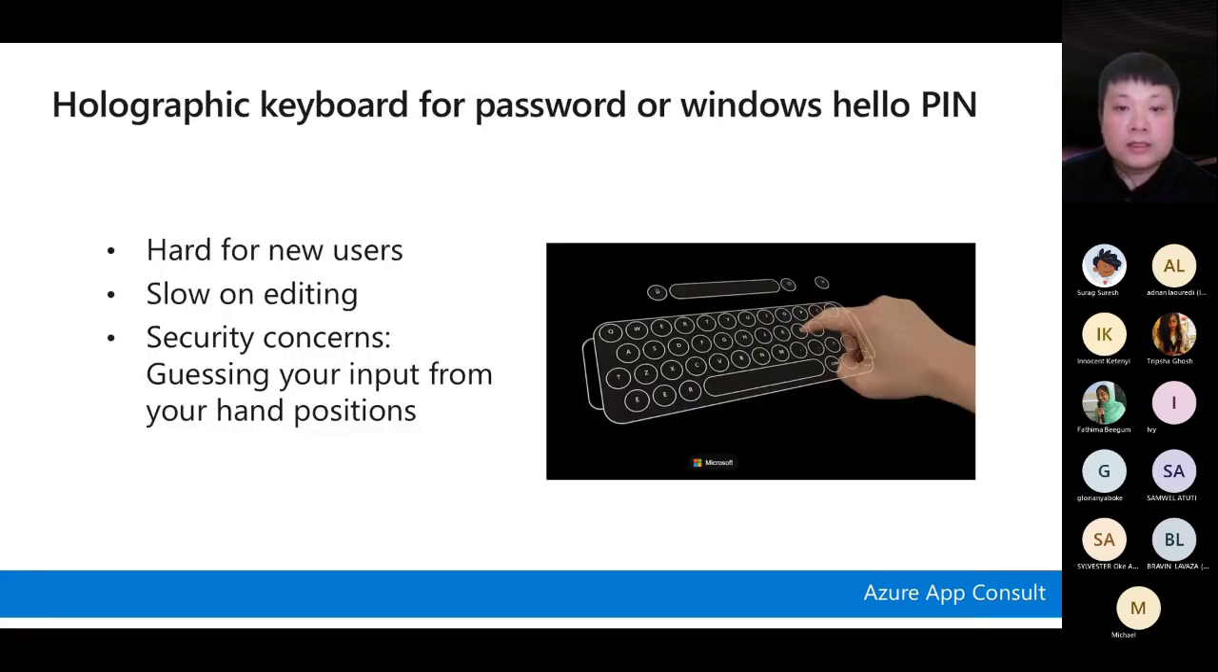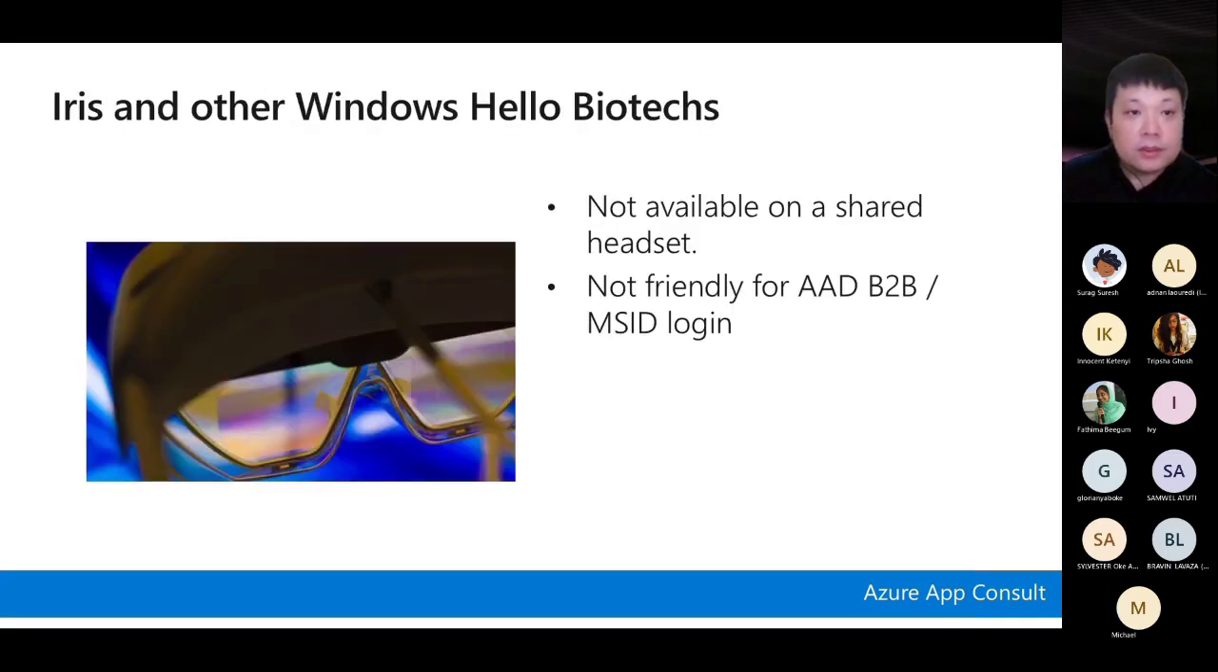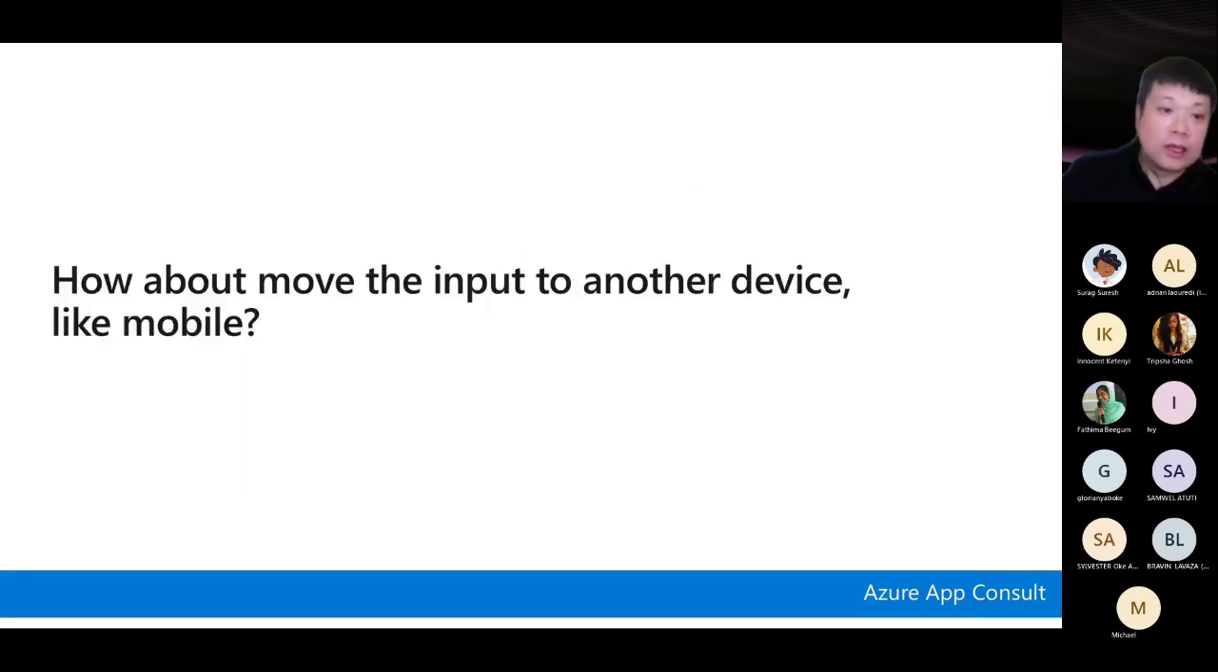And as we mentioned, input in the air is quite painful. If iris is not already set up, you should do that repeatedly every time, as we showed in the video. Windows Hello cannot be done the first time. And shared headset mode was not available on iris. It's not very friendly for AD B2B, for public accounts, and for MSA. So what can we do?